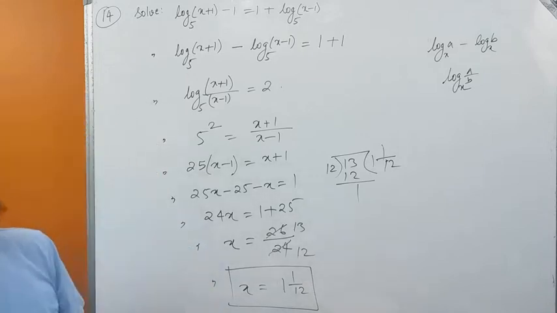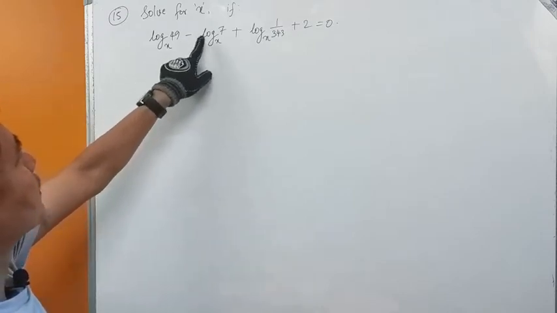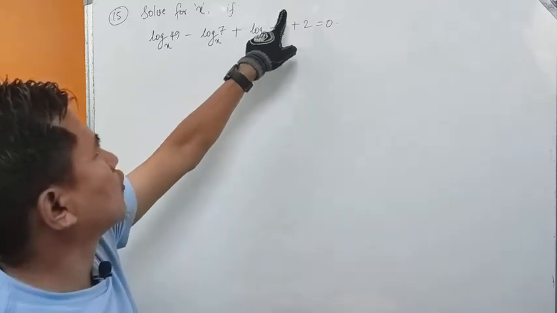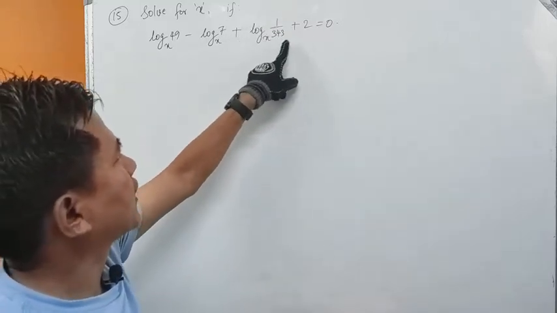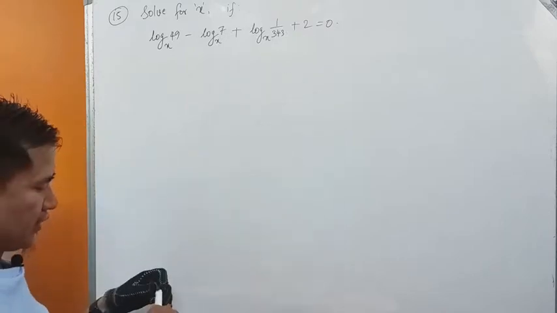Now let us move on to the next question, 15. Let us do question number 15. Solve for x. If log 49 to the base x minus log 7 to the base x plus log 1 upon 343 to the base x plus 2 equals 0. So this is the given equation. So we are asked to find the value of x, isn't it?